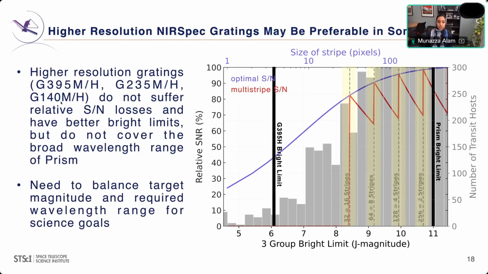So the higher resolution medium and high G395, G235, and G140 gratings don't suffer the same relative signal to noise losses and also have better bright limits. The G395H bright limit is a J magnitude of about 6.1. But of course, these higher resolution gratings don't cover the broad wavelength range of PRISM. So when deciding which subarrays and gratings to use, you'll need to balance your target magnitude and required wavelength range for your science goals.